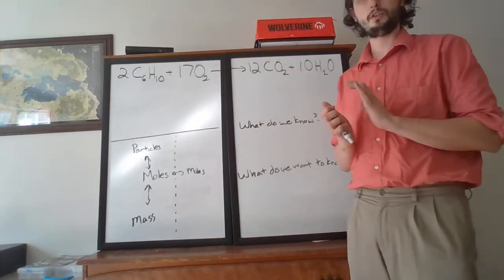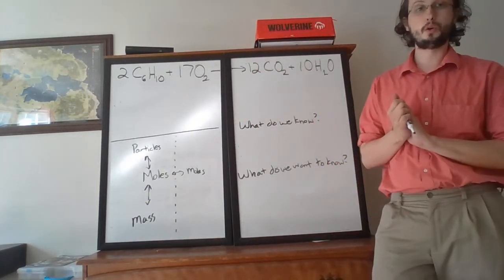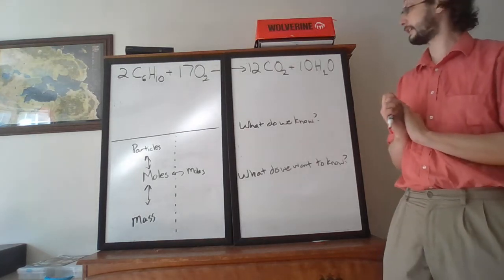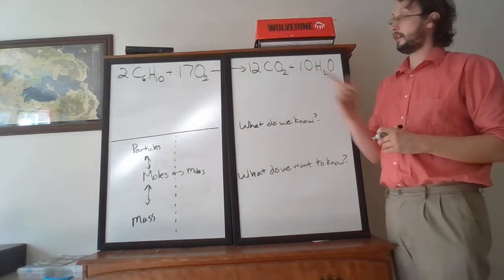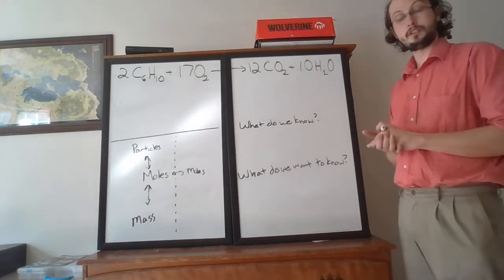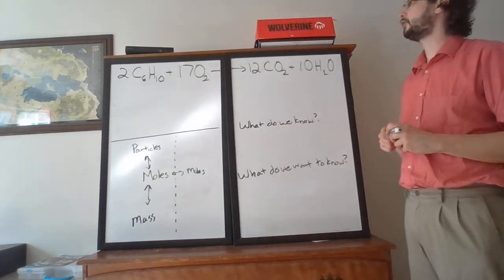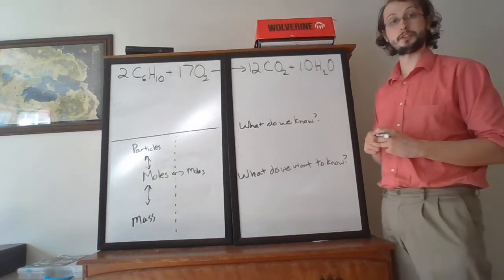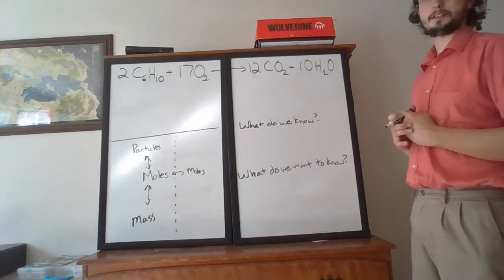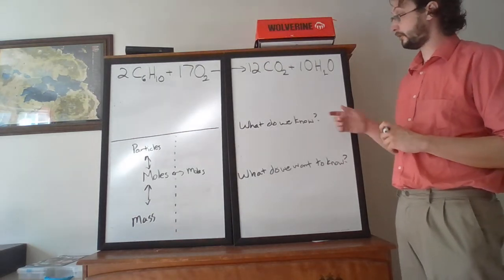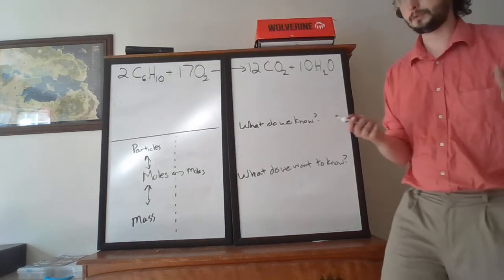This is a video to show you how to work problem number 5 on the moles to mass stoichiometry assignment. So, again, same balanced equation as you used on 3 and 4. You've got 2 hexanes reacting with 17 oxygens to produce 12 carbon dioxides and 10 waters. So to solve this problem, let's go ahead and read it. We should do that first.